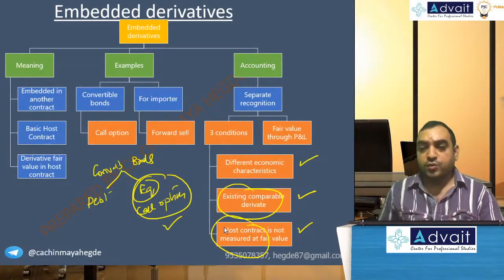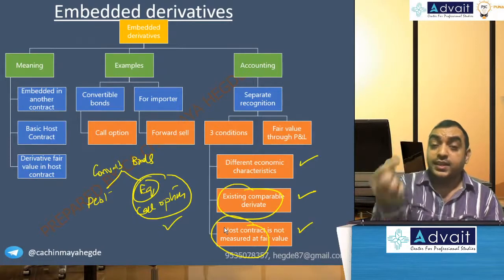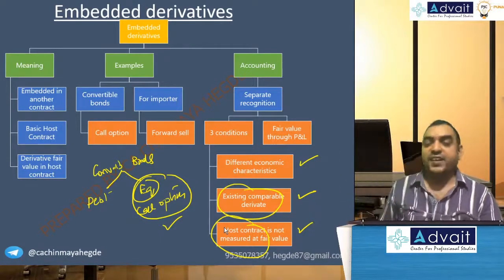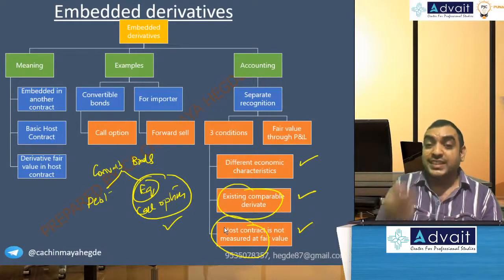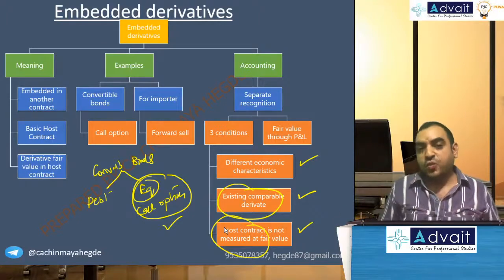Is convertible bond, what is the host contract? Convertible bond is the host contract. In that, the option to get shares is derivative. If convertible bonds itself is measured on fair value basis, separation is not required.